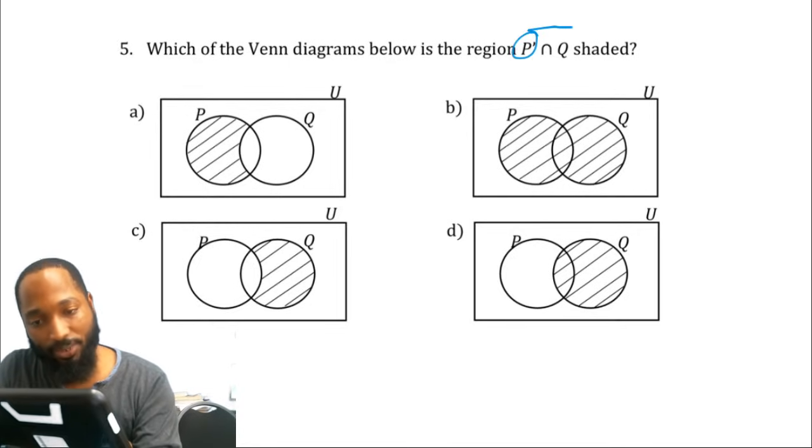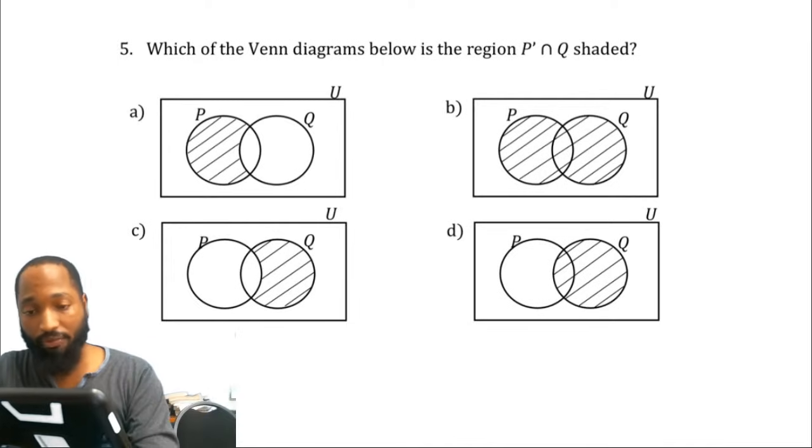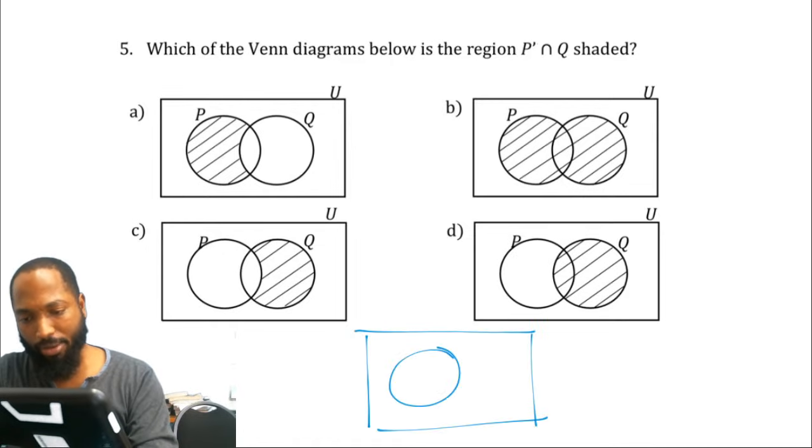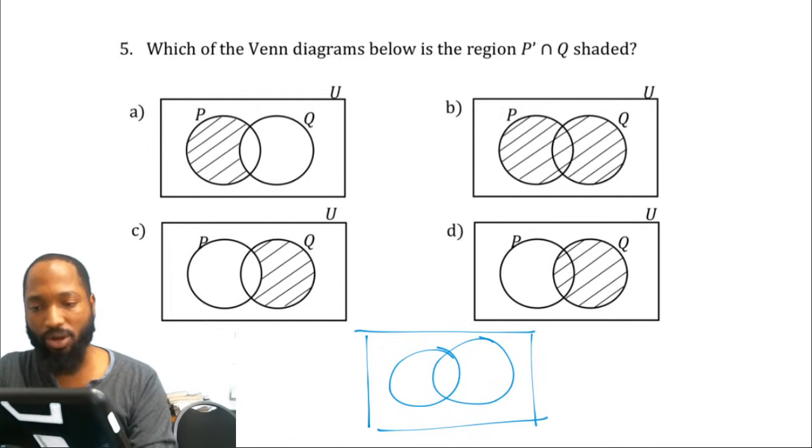Everything outside of P intersect everything in Q. Everything outside of P. So let me just get a blank diagram. Remember, some people understand it immediately, but I'm just taking a little time to explain the whole topic one time.